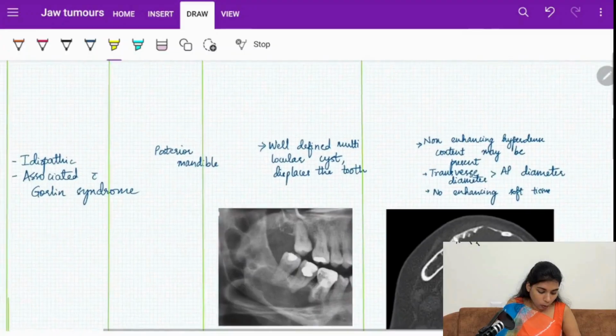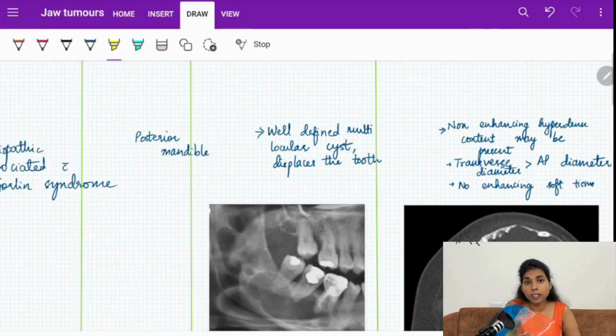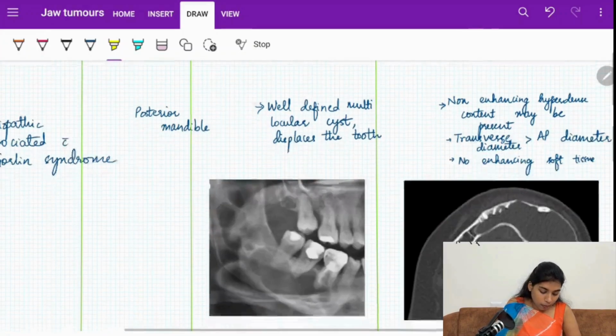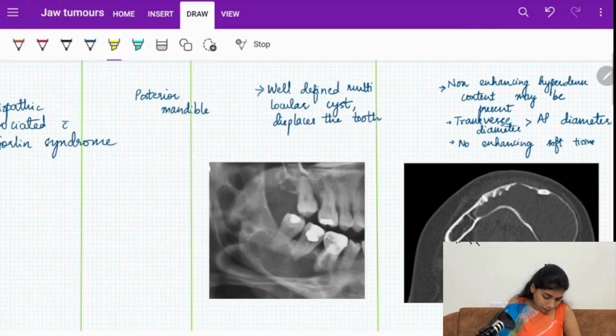Coming to the OPG findings, we already know again that it is a radiolucent cyst, odontogenic, it has well-defined margins. What makes it an OKC is that it is a multilocular cyst. So we can see that this is a multilocular cyst, right? And it displaces the tooth. It doesn't cause tooth loss or erosion, it just displaces the tooth. That is what makes it an OKC.